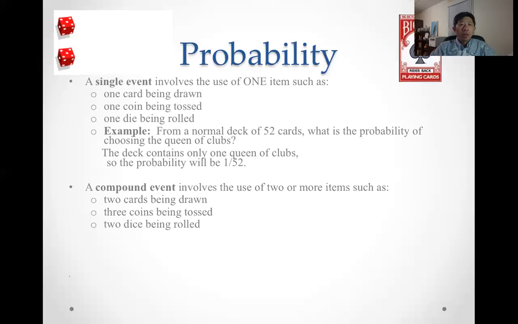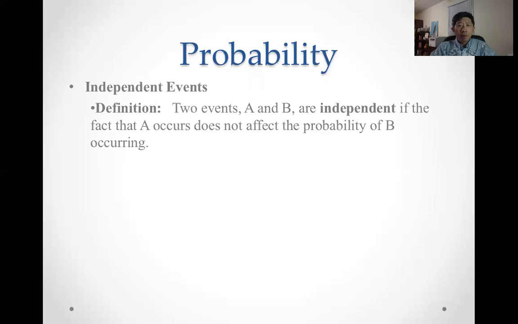Next, a compound event involves the use of 2 or more items, such as 2 cards being drawn, 2 coins being tossed, or 2 dice being rolled. So here is an example of a compound event.